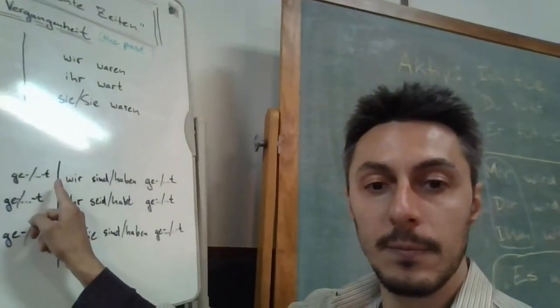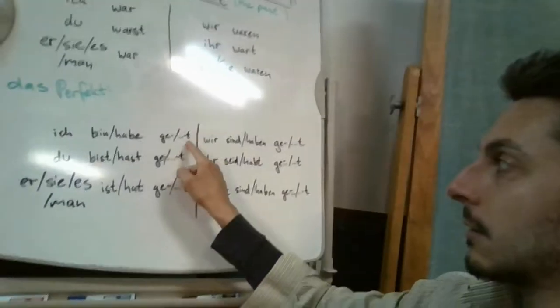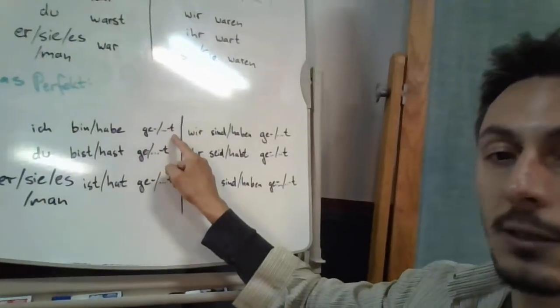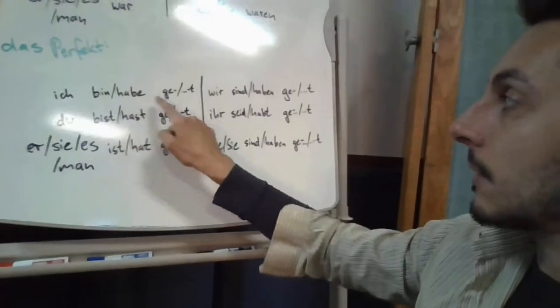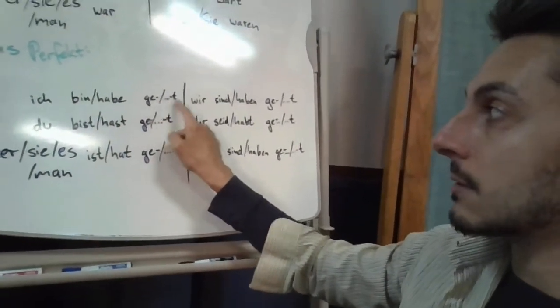So, ich bin gegangen, for example. I went. In this case, it doesn't end in a t. But ich habe gelernt. I have learned. Has both of these, the ge and the t.